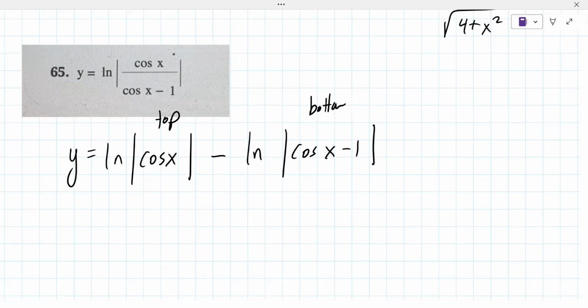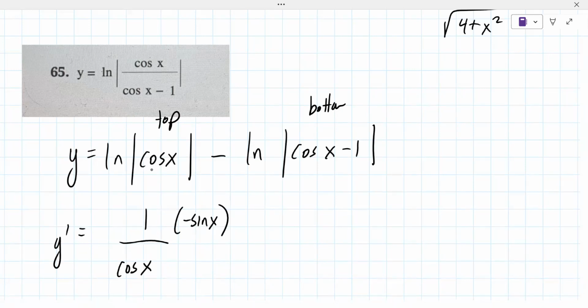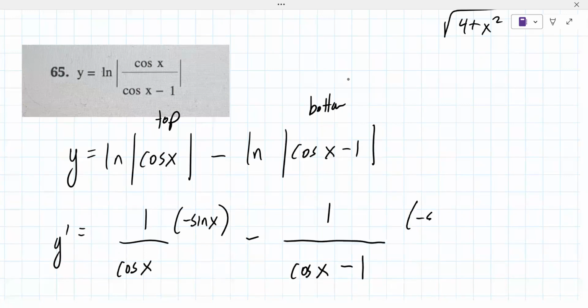So the derivative here is 1 over the inside function times the derivative of the inside function. What's the derivative of the inside function here? It's the derivative of cosine. Negative sine x. Good. Minus 1 over cosine x minus 1 times the derivative of the inside function. So that would be negative sine still.